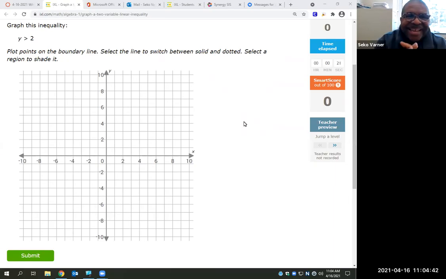So we're working on T3, graphing a two variable linear inequality. So we're going to graph this inequality. It says graph this inequality. So what's the inequality? Remember, inequalities are less than, greater than, less than or equal to, greater than or equal to. So let's graph this inequality.